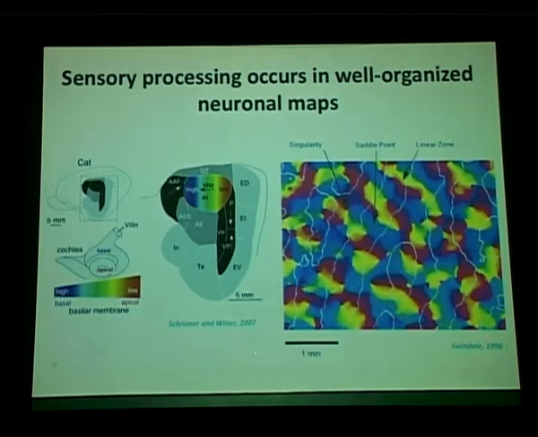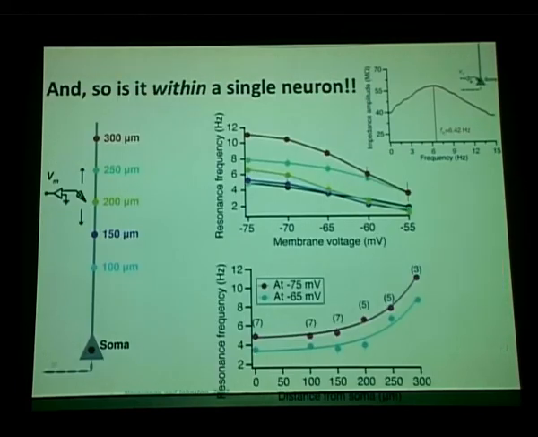So this is what we call a map in neuronal jargon, and we all know that sensory processing occurs in well organized neuronal maps. What we perhaps do not know is that that is the case even within a single neuron. So this is an example of a neuronal map that exists within a neuron.